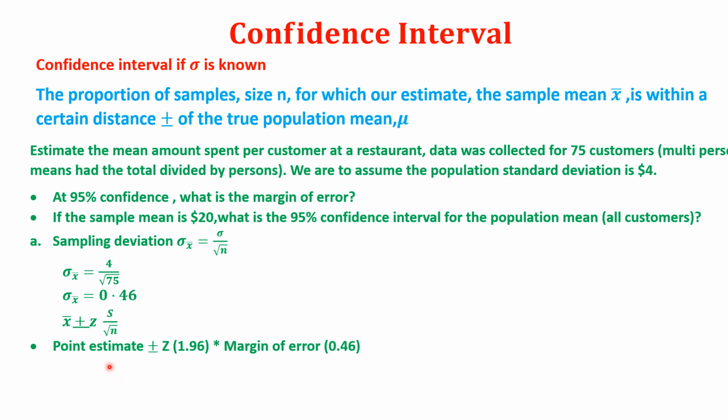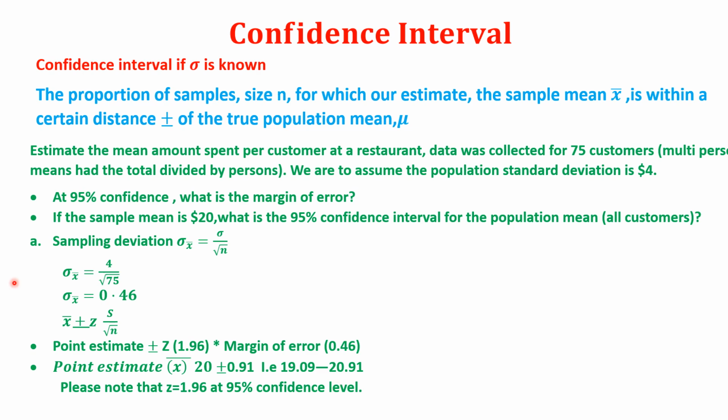Then the point estimate will be z, that is the value 1.96, into the margin of error. So the point estimate is 20 plus or minus, where 20 is the mean. So the mean is 20 plus or minus 0.91. How did you get 0.91? 1.96 into 0.46. So that is the range, 19.09 to 20.91. So please note that Z equals 1.96 at the 95% confidence level.